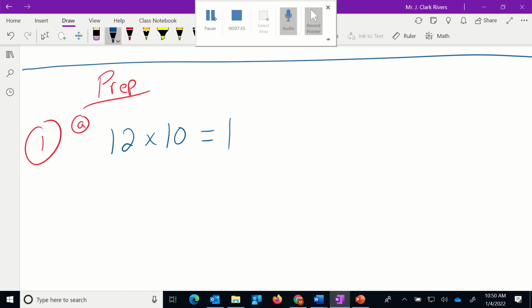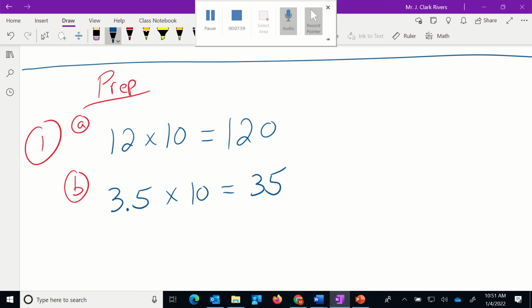120. So when we multiply by 10, what do we do, Oliver? Add a 0 to it. Now we're going to add a wrinkle to that on the second one here. 3.5 multiplied by 10. See if you know what that is. 35, yeah, this is equal to 35.